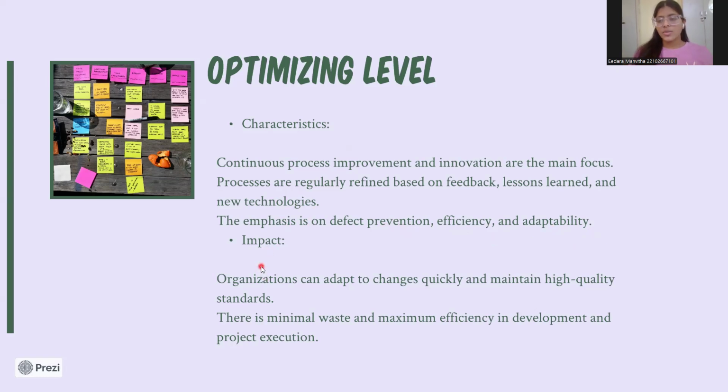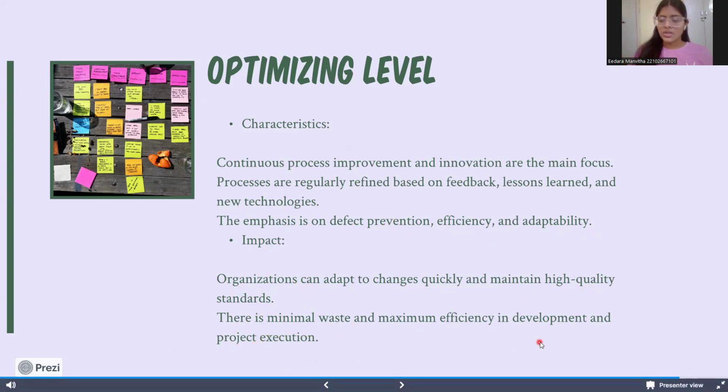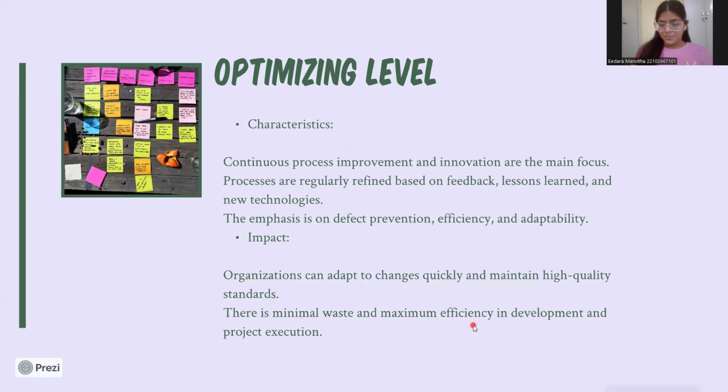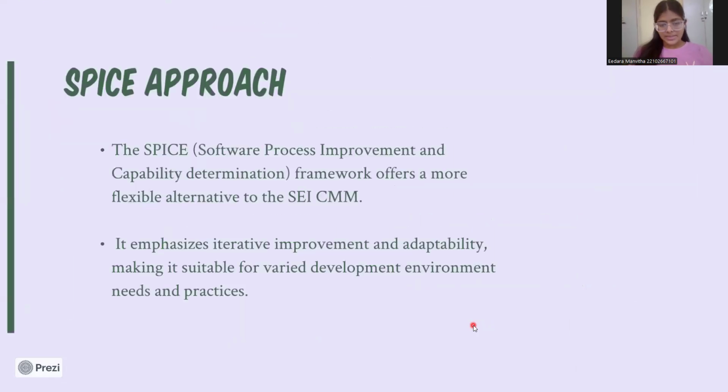The impact of the optimizing level is that organizations can adapt to changes quickly and maintain high quality standards. There is minimal waste and maximum efficiency. This is the perfect level, where minimum waste and maximum efficiency are achieved. This is what anyone would want in development and project execution. This is the better one. So the last one is SPICE.